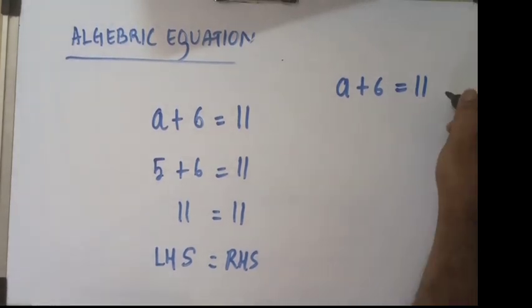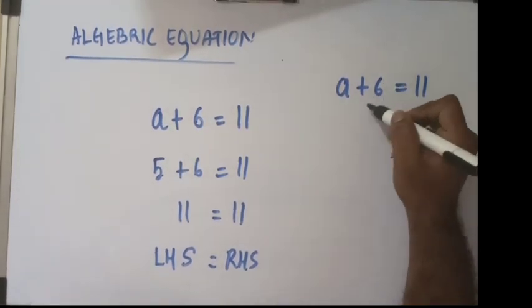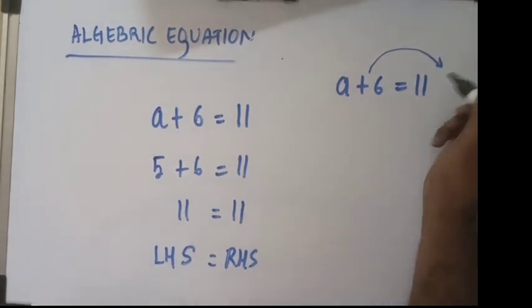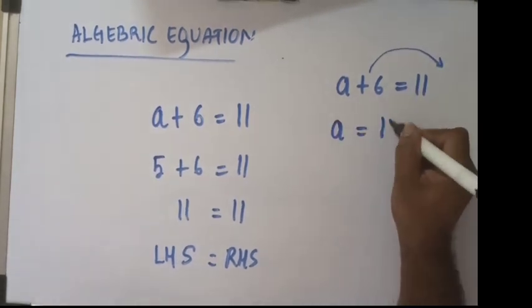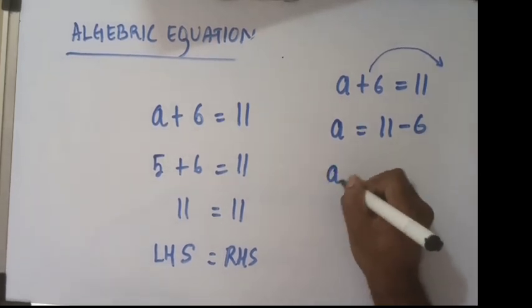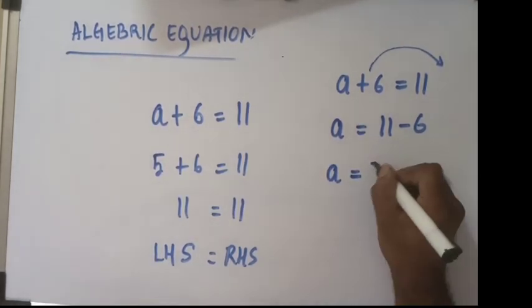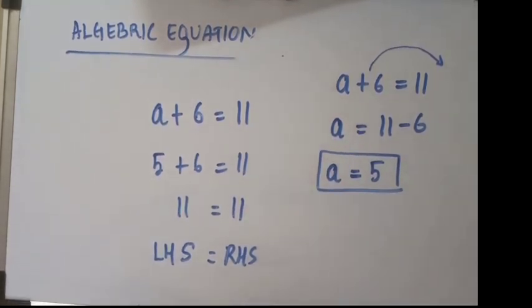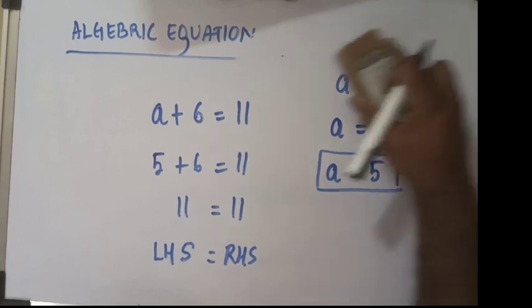Now a plus 6 is equal to 11. Whenever in an equation a positive term goes to the RHS, it becomes negative. So plus 6, when it comes to the RHS, becomes minus 6. And the value of a will be equal to how much? 5. This is how I calculate solving an algebraic equation.